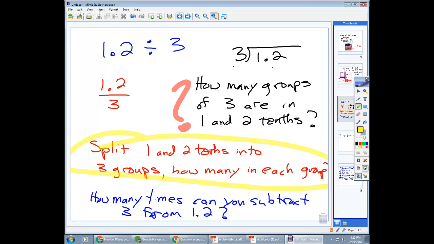Repeated subtraction. How many times can you subtract 3 from 1.2? That kind of brings me back to this one right here. I can't do it a whole time. So that's going to require you to really think hard. Little question mark right there.